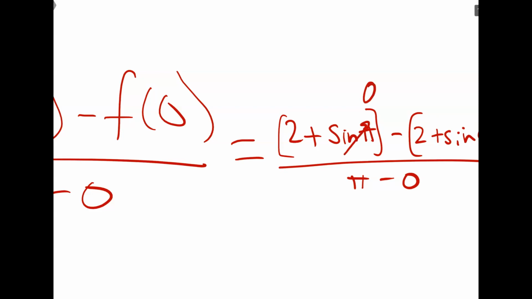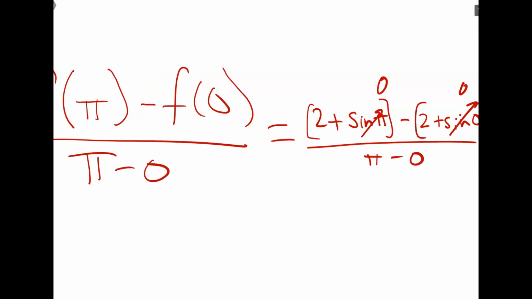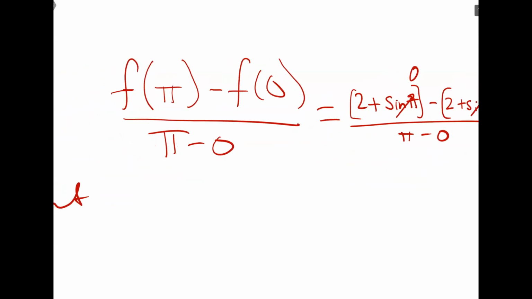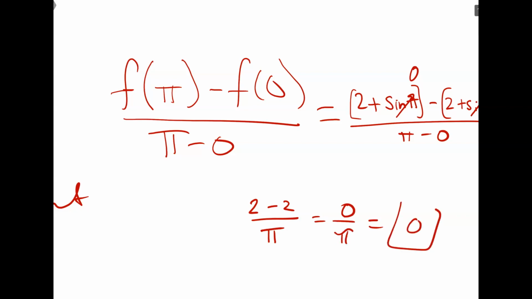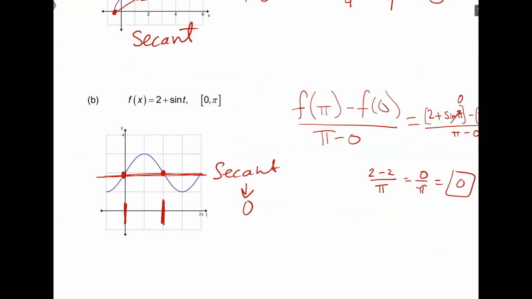What's the y value of pi? What's the y value of 0? Cosine of 0 is 1. Cosine of pi is negative 1. What is pi minus 0? Pi. So I have 2 minus 2 over pi, which is 0 over pi. What's 0 divided by any number? 0. Oh, cool. So this is exactly what we got in the first place.